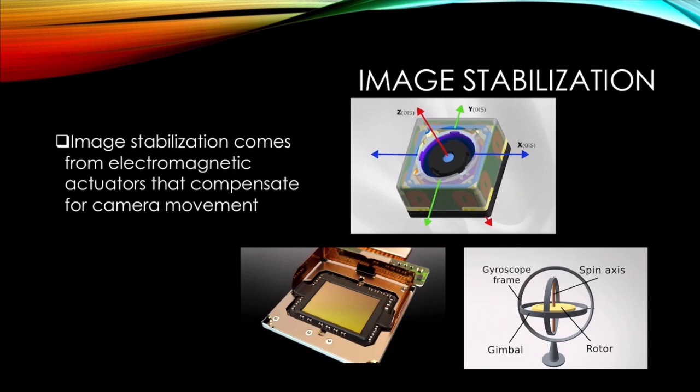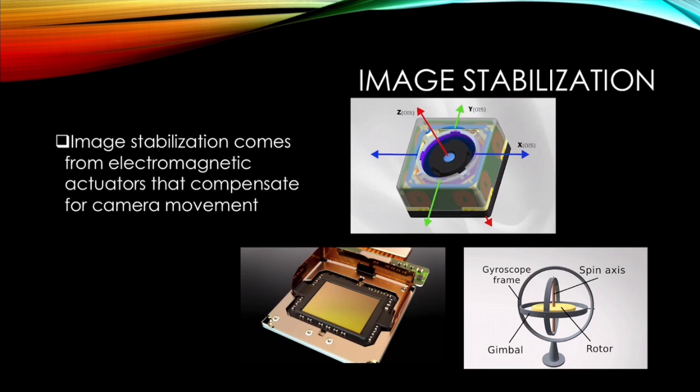Next, I want to talk about image stabilization. Image stabilization comes from electromagnetic actuators that compensate for camera movement. They are most known for what is called optical image stabilization. What this means is that inside the lens there are specialized gyroscopic sensors that can tell when the image is out of alignment with the sensor. Small electromagnets work together with these specialized gyros to correct the angle of the lens or the image sensor, depending on the design of the system.